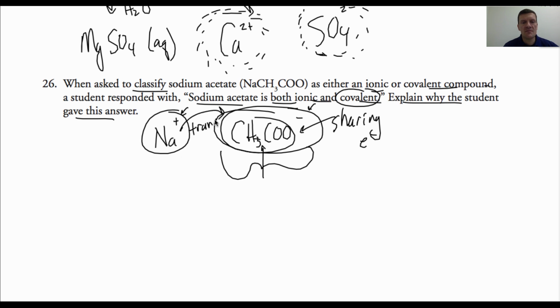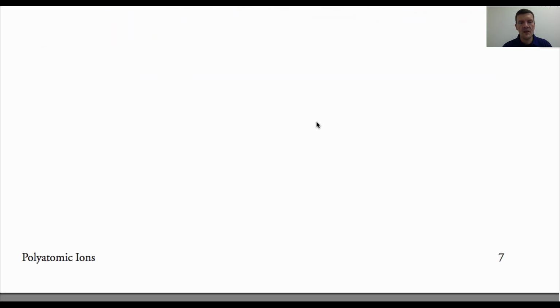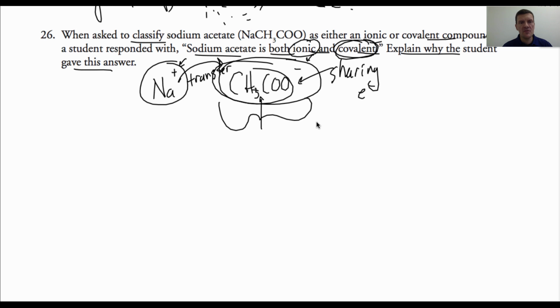Here, the sodium and the acetate, there's a transfer of electrons that happens which causes them to bond together. Okay? So ionic is transferring electrons, covalent is sharing electrons. All right, I hope that is helpful.